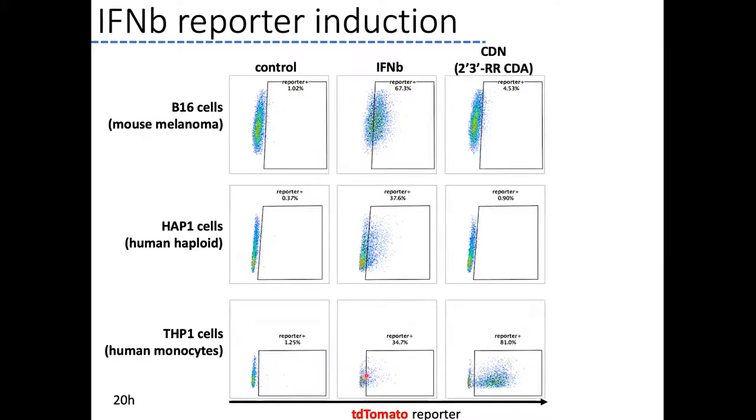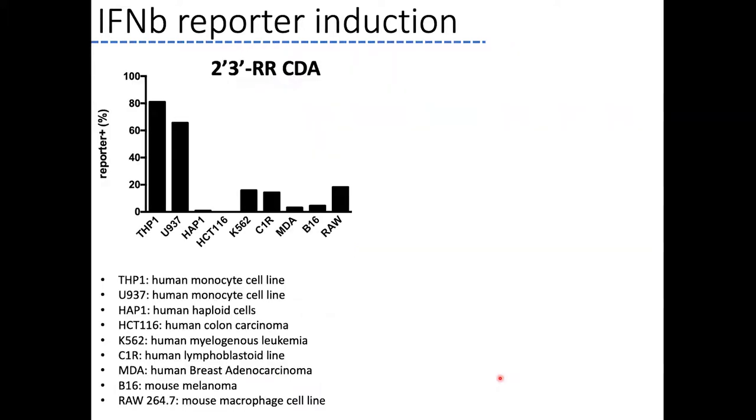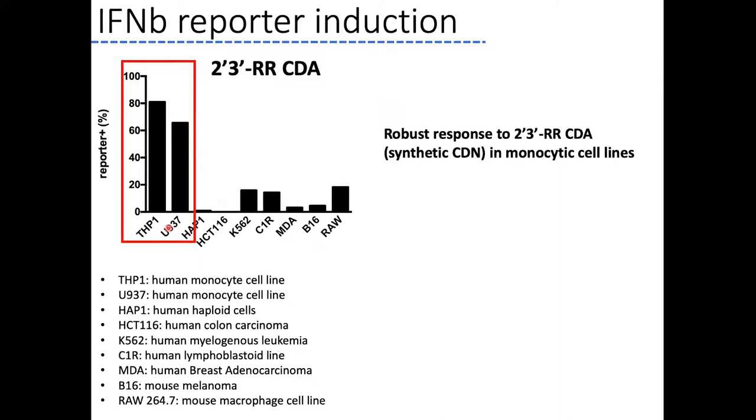And then we stimulate the cells with cyclic dinucleotides, in this case, this synthetic version. We don't really see anything happening in B16 and HEP1 cells, but the THP1 cells become very responsive and turn on tdTomato. So we tested a number of other cell lines. Interestingly, THP1 is the most responsive cell line together with another monocytic cell line called U937, and they really show a very robust response to this synthetic cyclic dinucleotide.